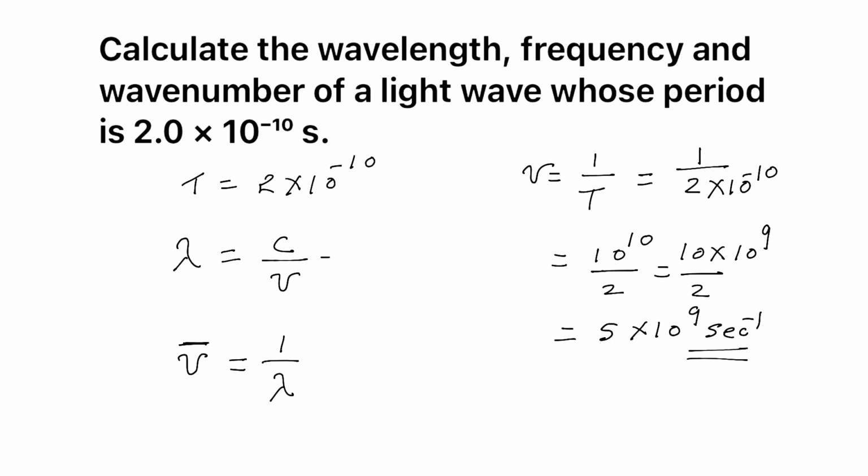Now you can find wavelength. What is that? C by nu. Nu you already know. So what is that? 3 into 10 raised to 8 by, what is frequency? 5 into 10 raised to 9. You know how to solve this, right? Very easy. What will you get?